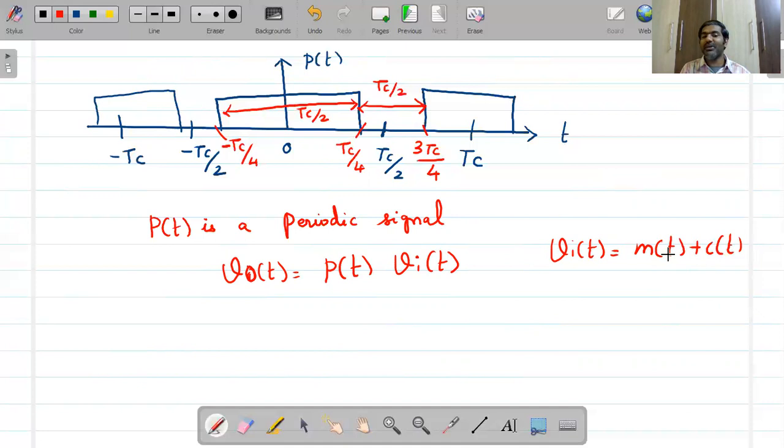But P of t, you have a periodic wave. So how will you find the expansion of a periodic wave? We have learned this. The correct procedure to find the time domain expression for a periodic signal, what is the technique called? Fourier series expansion. So we will use Fourier series expansion to find the time domain waveform P of t.